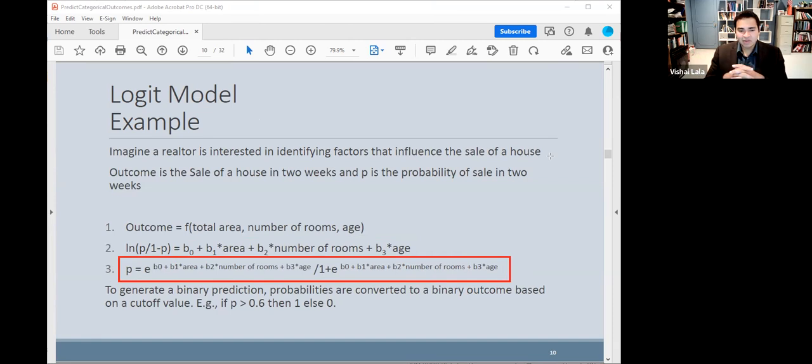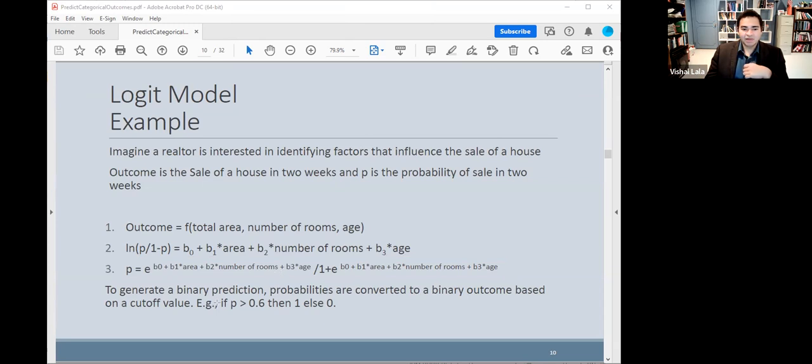The good thing for us is we don't actually do this by hand. The computer is going to give us that P, or probability value, to work with. But just know here that P is the probability of the house selling in 2 weeks, and we can estimate that by rearranging terms of this expression. Ultimately, our answer might be something like, let's say, 0.6 for P, or the probability of the event.